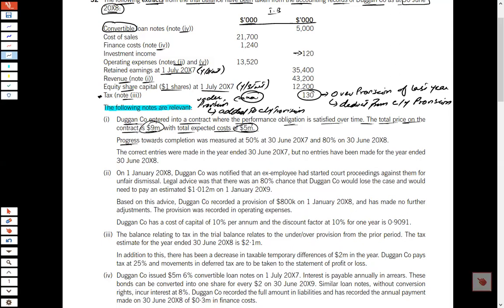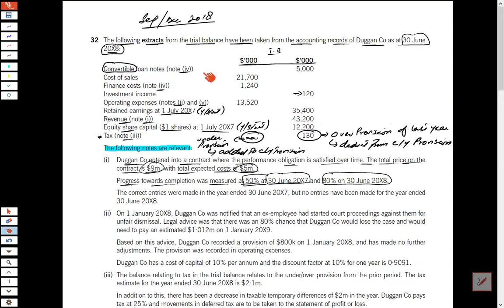Next line. Progress towards completion was measured at 50% at 30th June 2007. By the way, it's the year end date of the previous year. Till last year, the contract was completed at a percentage of 50. But for our fiscal year, it is 80% at 30th June 2008. Our relevant fiscal year is 30th June 2008.